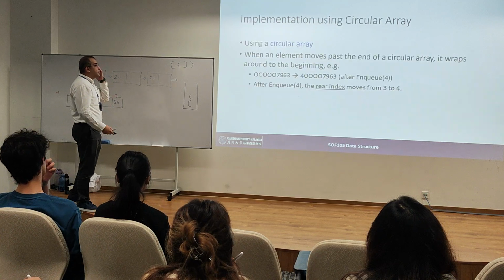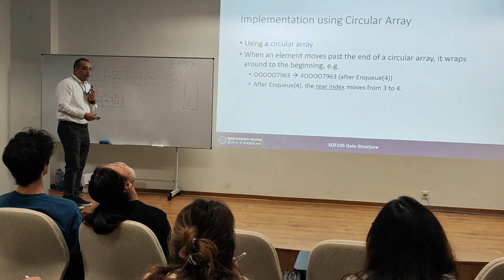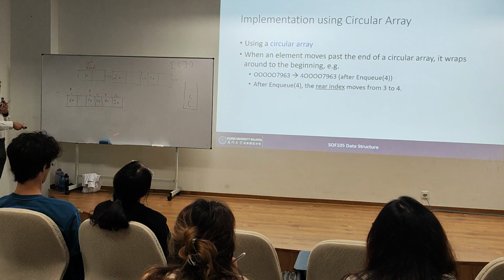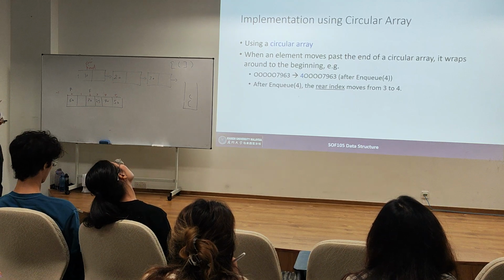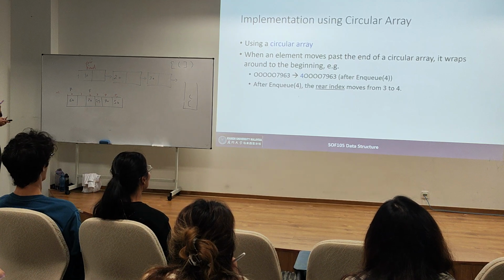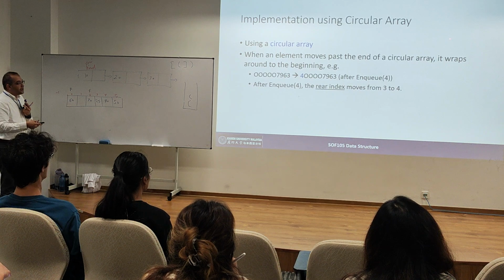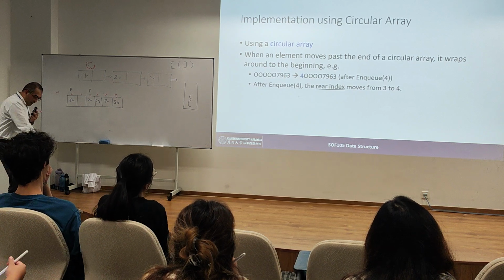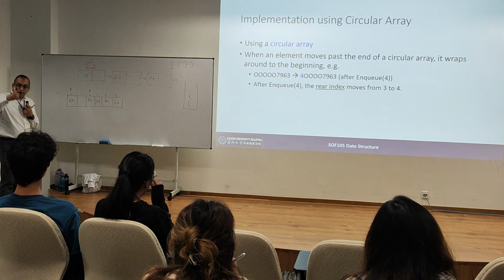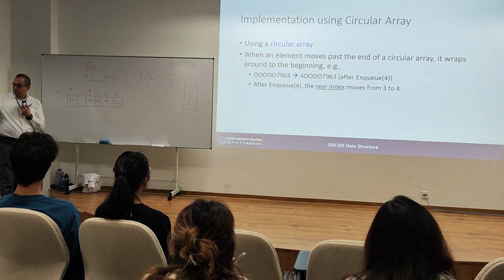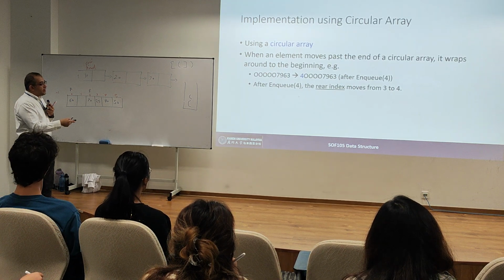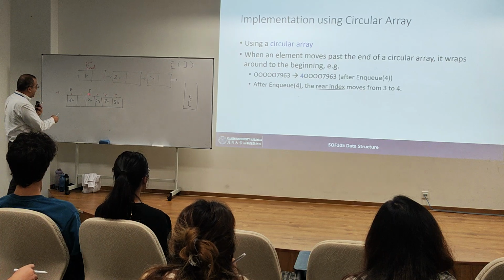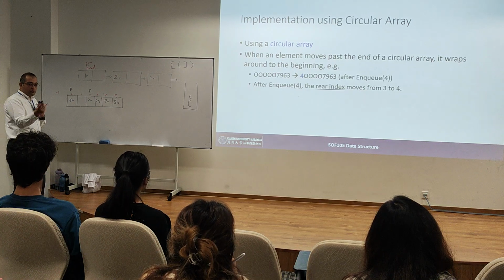So looking here, implementation using circular array. This is what we call a circular array. Using a circular array, when an element moves past the end, it wraps around to the beginning. Wraps around means go back to the beginning. So the array will look like a circle. Right? Okay. So here, imagine the following. The same idea here. We enqueue, dequeue, enqueue, dequeue.